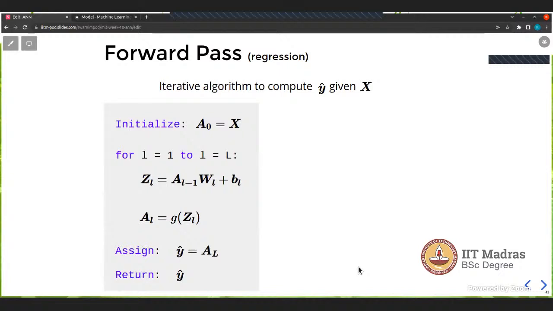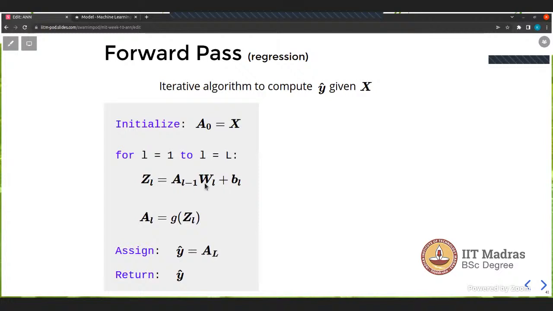As for the forward pass, we expect you to know the entire thing, because it's very simple to remember. You start at layer 0, or rather layer 1. Layer 0 is your input, so your activations are nothing but the feature matrix. Then for each layer, you compute iteratively the pre-activations, or the linear combinations, for that particular layer, followed by the non-linearity. But where do we know the weights here?